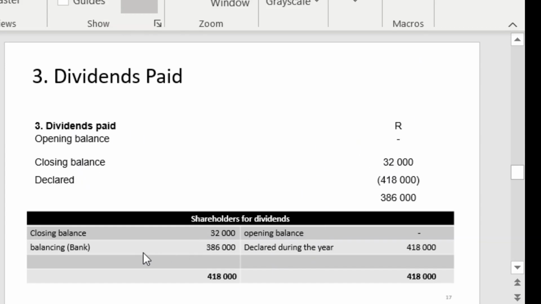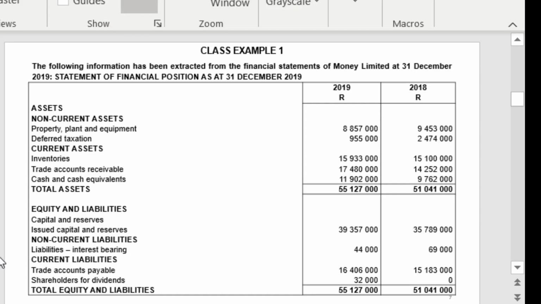It's also acceptable. So shareholders for dividends, if you go to the statement of financial position under current liabilities, you will see the account shareholders for dividends. The opening balance, there was no amount for shareholders for dividends on the statement of financial position. This is what I'm referring to. Under equity and liabilities, shareholders for dividends, opening balance, there's no amount. Closing balance, it was 32,000.